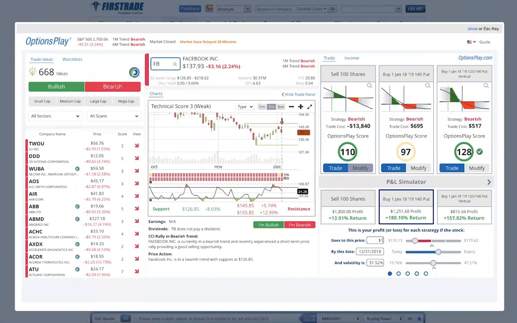So what happens if the stock goes down to 122? How much money do you make? Again, back of the envelope calculations may give you a close estimate, but what you really want to know is exactly how much money you make or lose using our P&L simulator.